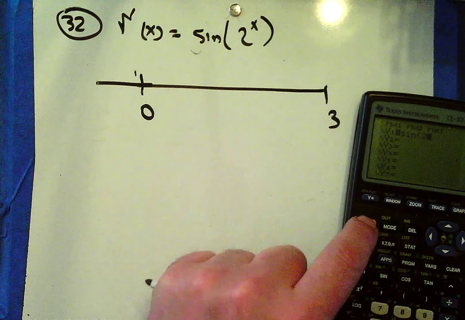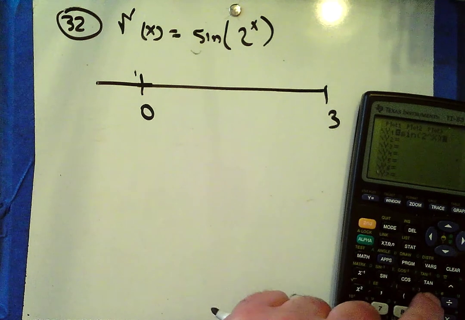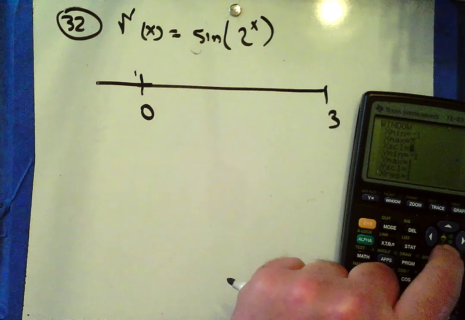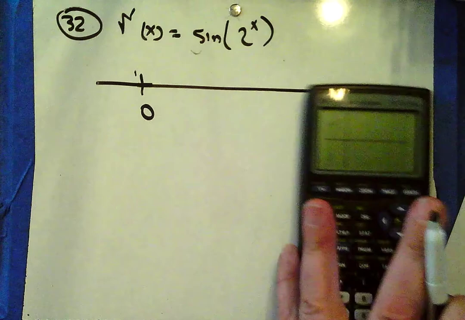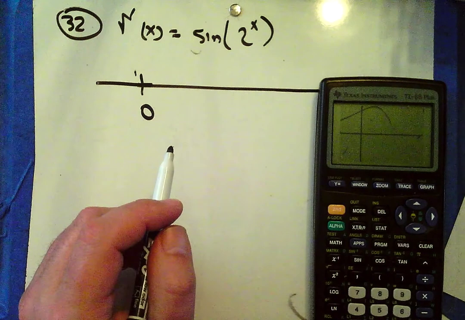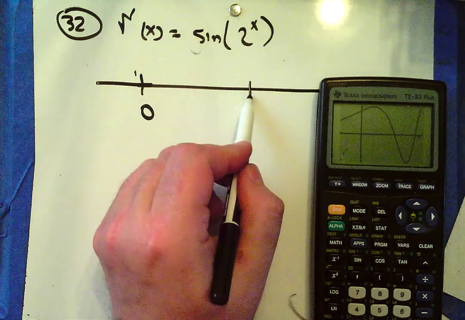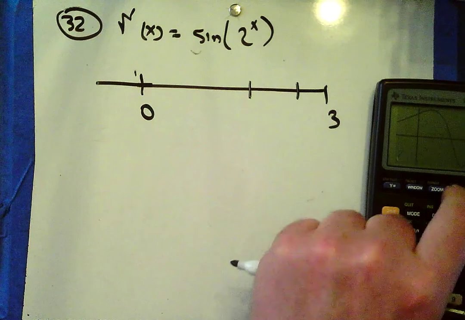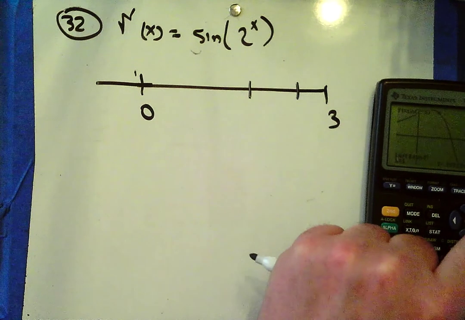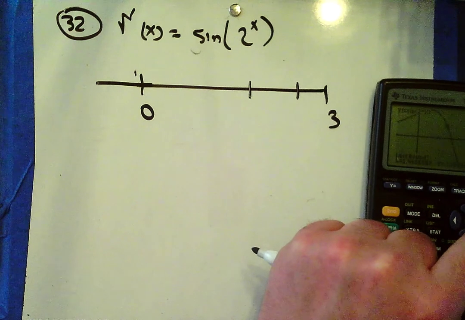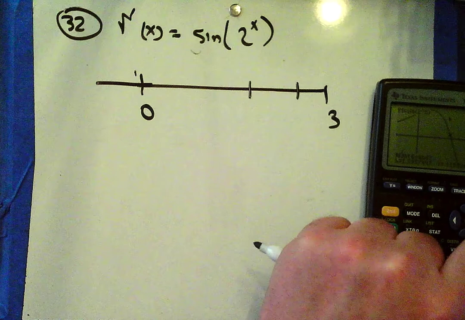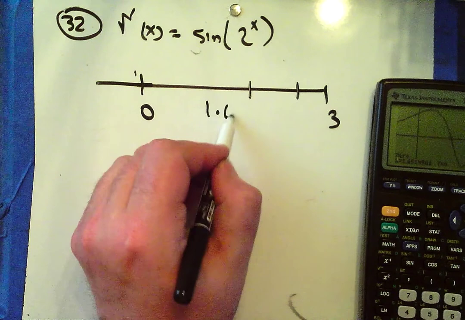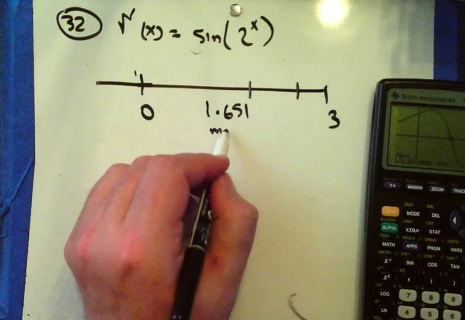Sine of 2 raised to the x power. Okay, and we want the negative 1 to 3 graph. I'm positive, and then I've got another one over here. Second, calculate 0. And I'm looking for the smallest value for a relative min. Well, this is going to be a max over here. And that's 1.651. This is a max.